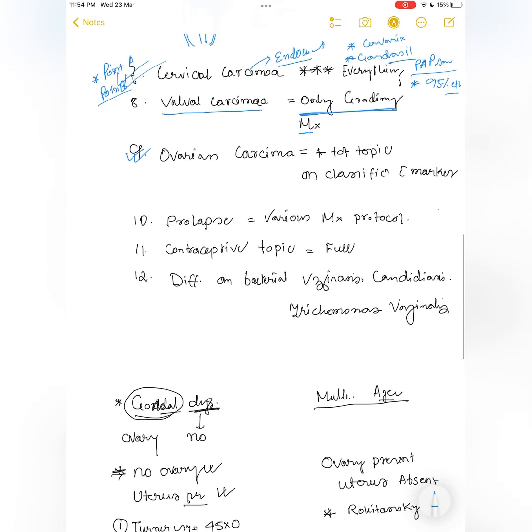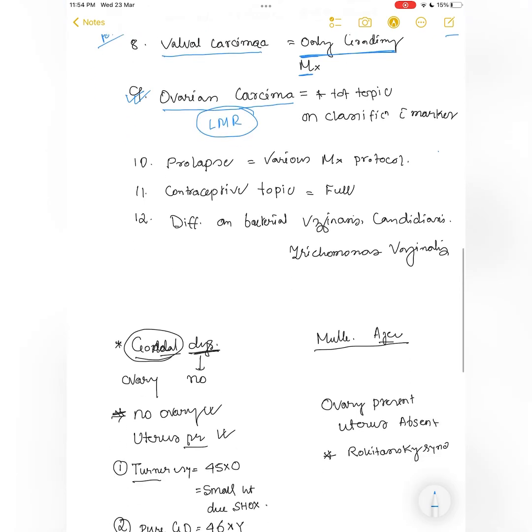What is CA-125, CEA, what is beta HCG, what is AFP, in which case it is increased, what is germinoma, everything. Ovarian carcinoma is a hot and favorite topic for any upcoming exam. So this should be your last minute revision topic, I think, in your preparation.